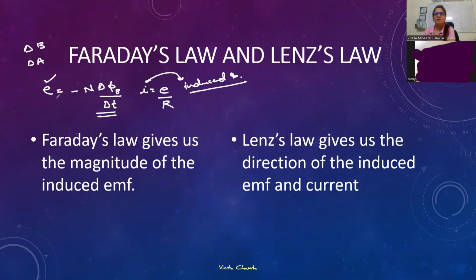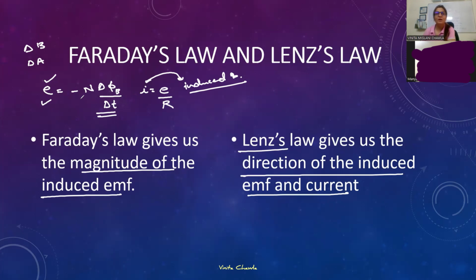And because of this, EMF is induced, and the induced EMF induces the current, and the induced current produces the magnetic field inside the coil, right? So Faraday's law tells us about the magnitude of the induced EMF, because using this formula, we can find the value of the EMF, right? On the other hand, Lenz's law gives us the direction of the EMF induced and the current. Why do we put a negative sign? This we have discussed in the previous class as well.